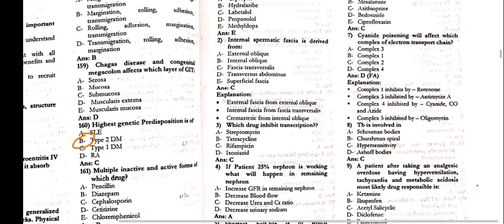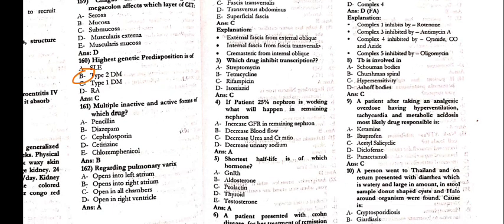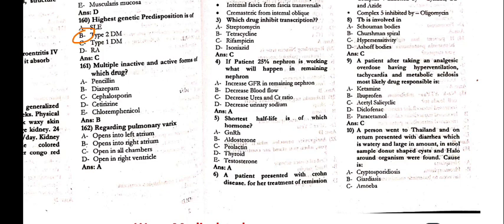That is azathioprine. 7, cyanide poisoning will affect which complex of the electron transport chain? That is complex number 4. Question number 8, TB is involved in hypersensitivity. Next, 9, a patient after taking an analgesic overdose has hyperventilation, tachycardia, metabolic acidosis. Most likely the drug is acetylsalicylic acid.